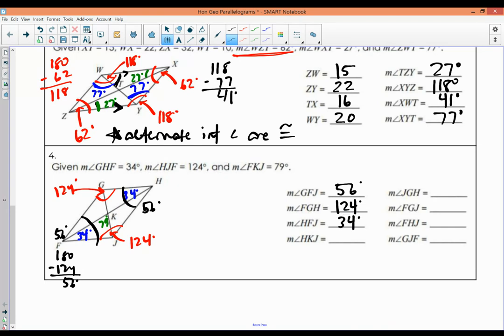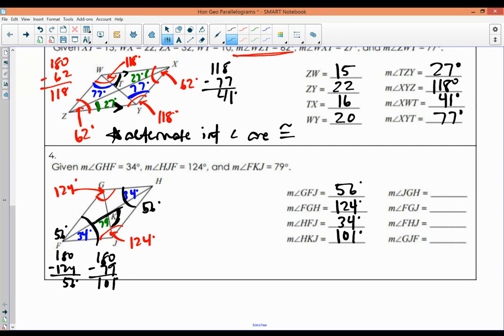Measure of angle HKJ. HKJ. So that's this part right here. That's going to be supplementary because that makes a straight line with 79. That's 101. 101 degrees.